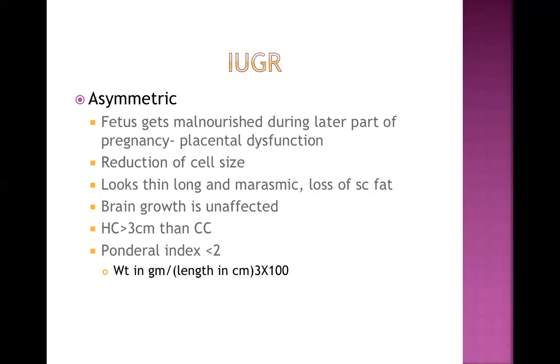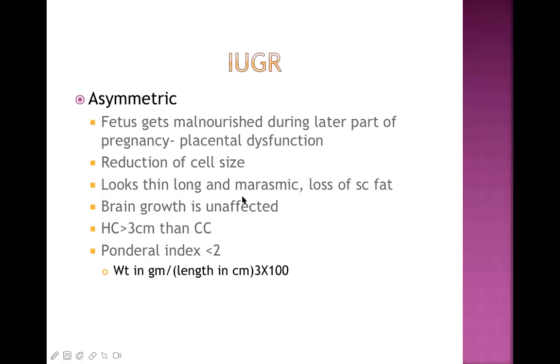Asymmetric IUGR means the fetus gets malnourished during the later part of the pregnancy, especially in the third trimester. They get malnourished because of placental dysfunction. That's the most common cause of asymmetrical IUGR. And an important cause of placental dysfunction is pregnancy-induced hypertension, or PIH. You can also call that preeclampsia. They have a reduction of cell size. The cell number may be normal, but the sizes of the cells are reduced. That's why they are growth retarded.